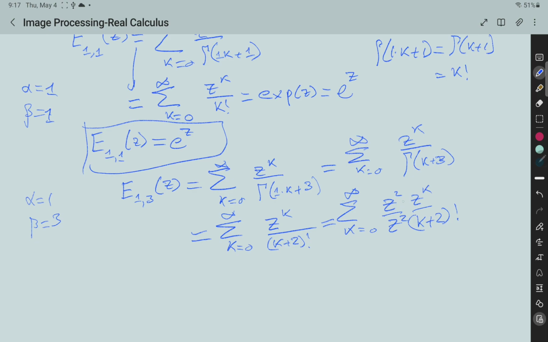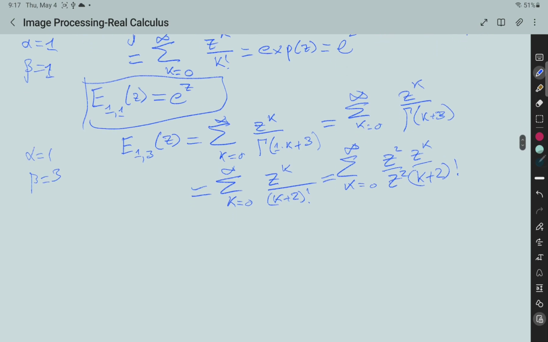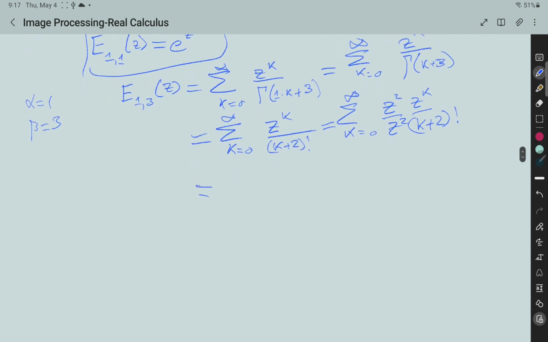Okay, so you see the power of z to the 2 and z to the k. I could rewrite it as one term. So I'm going to factor out the z squared to the front. So 1 over z squared times the sum, going from 0 to infinity. The top is z to the k plus 2, and then divided by k plus 2 factorial. Okay.